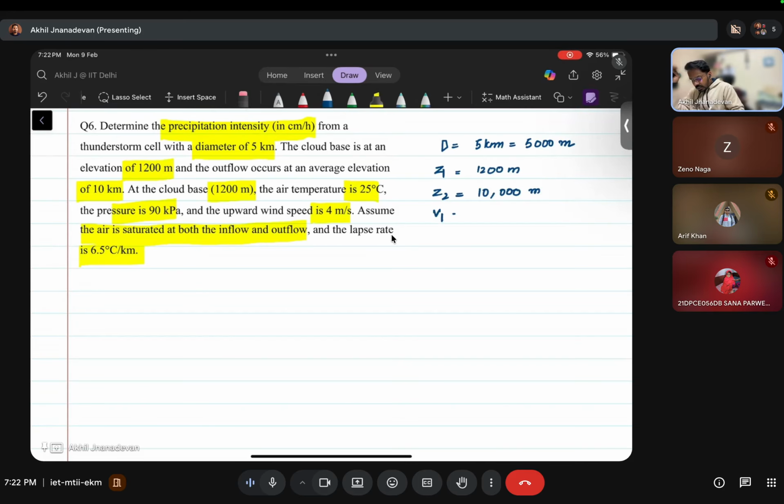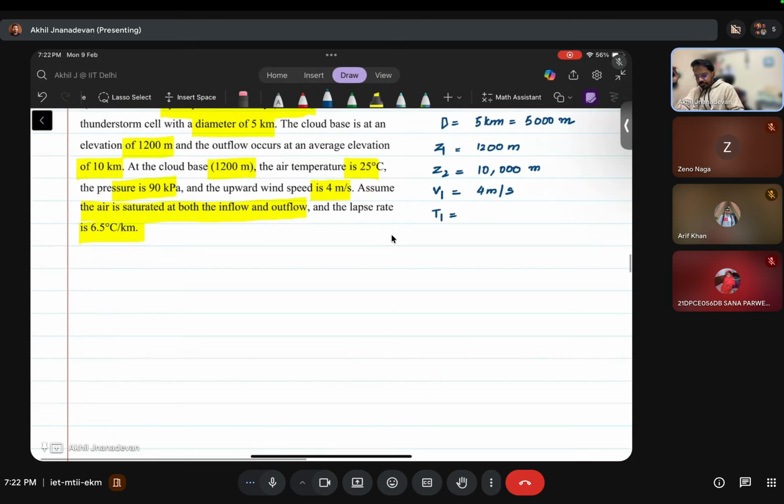And the velocity of air at the inlet is 4 meters per second. That is also given. And the temperature at the base, T1, where 1 is the inflow region and 2 is the outflow region. T1 is given as 25 degrees Celsius, and P1 is also given, the pressure at the base, that is 90 kilopascal, and the lapse rate is given as 6.5 degrees Celsius per kilometer.